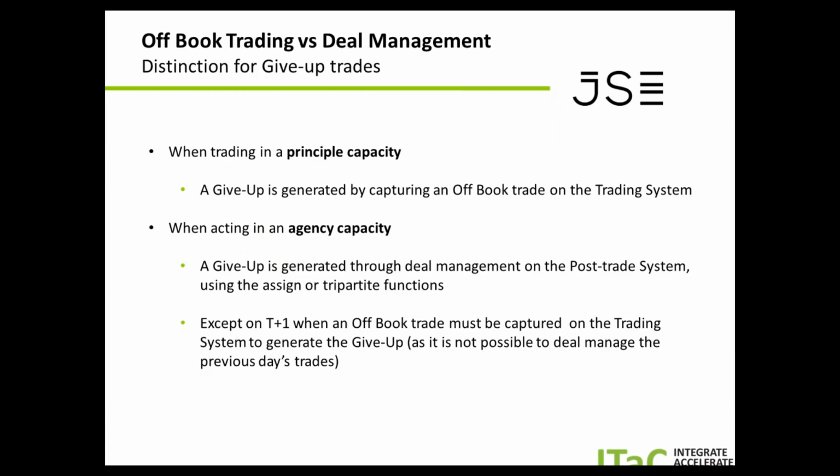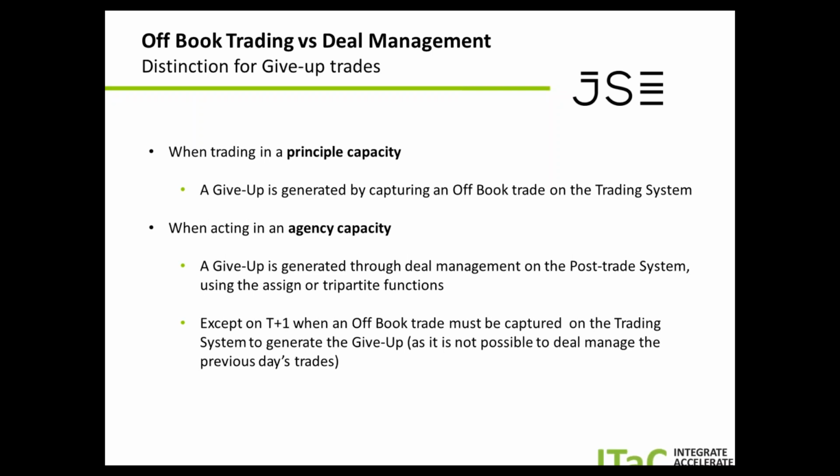Right, I spoke about off-book trading versus deal management a lot, but there's a specific topic around give-up trades that came up in previous sessions, and it's very important that we clarify how give-ups are handled and what interface is used for a give-up. When you're trading in a principal capacity, i.e. when you're going on risk, the give-up is generated by capturing an off-book trade on the trading system. Does that make sense?